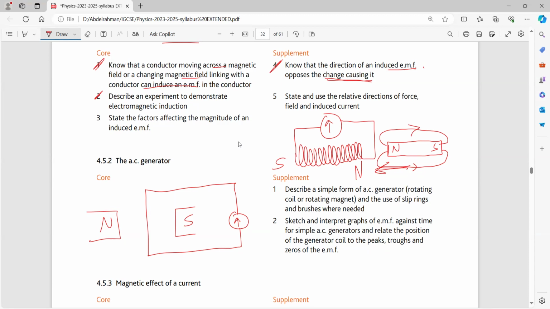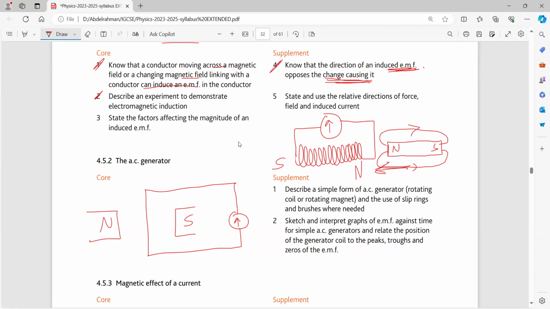What happens if it's moving to the right? The poles will be switched. The poles will be flipped. That's it. Again, this is what is meant by the direction of an induced EMF opposing the change causing it. It opposes the change causing it. It's the opposite.